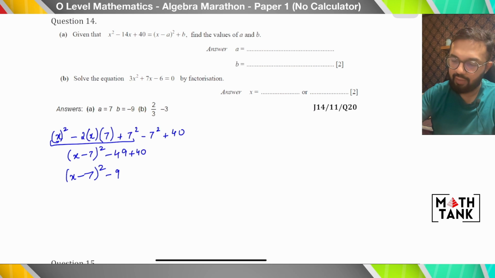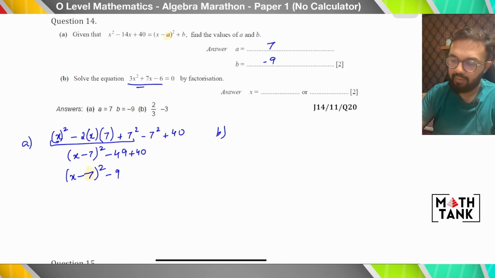So what is the value of a? You can see that the minus is there, so a is the number after the minus sign, so that's 7. And what is b? b is the term outside, so b is minus 9. There are other ways of completing the square as well. I hope you will be able to watch the lecture videos for that.